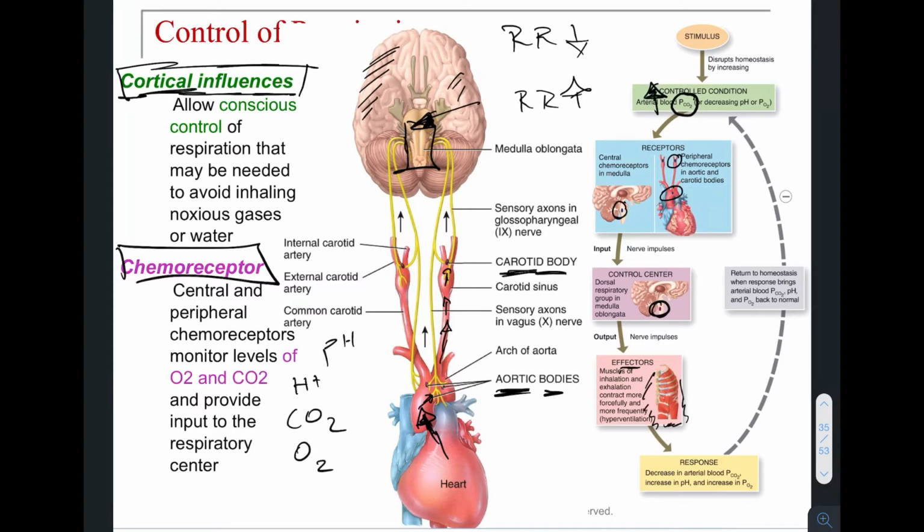And so if your CO2 levels are too high, you need to hyperventilate. You need to increase respiration rate so that you can drop your CO2 levels and therefore drop your acid levels and bring your pH back to normal. Okay? So this is a classic negative feedback loop using chemoreceptors.